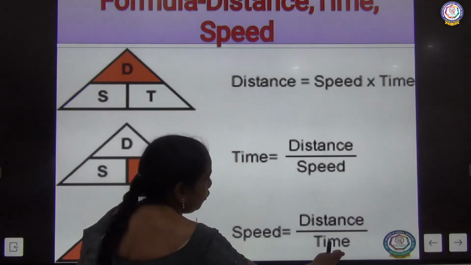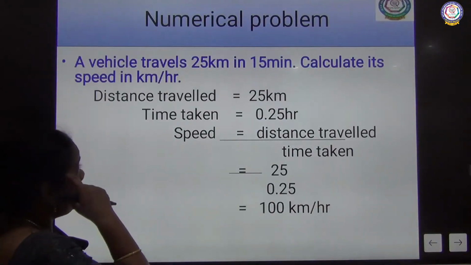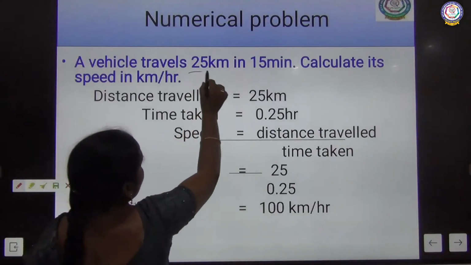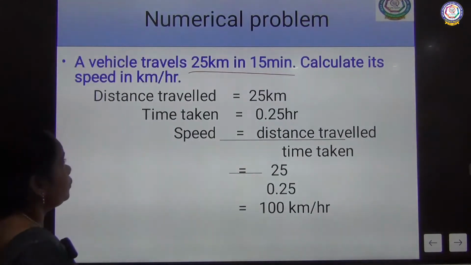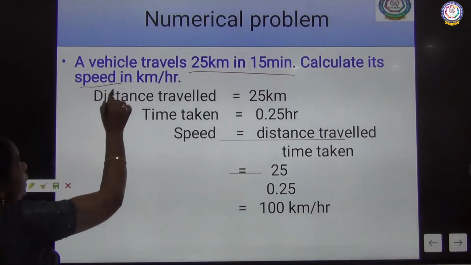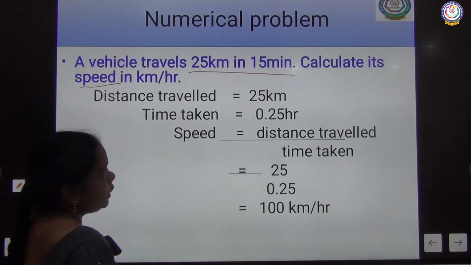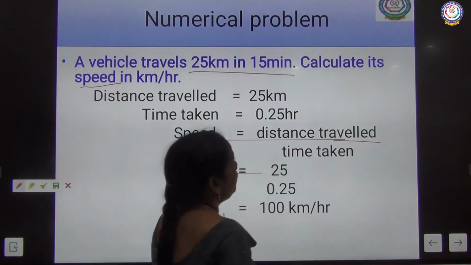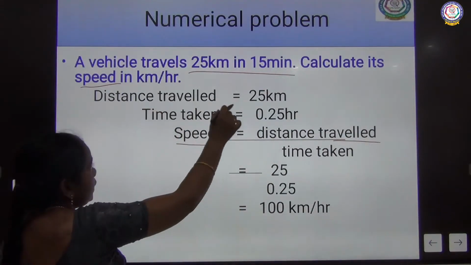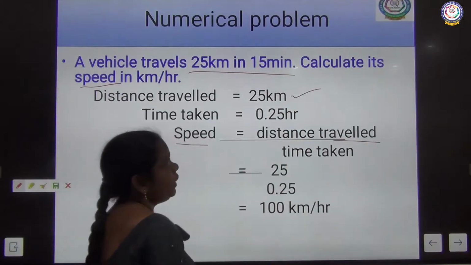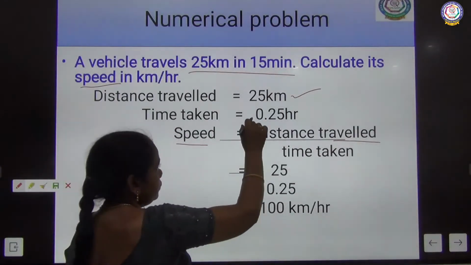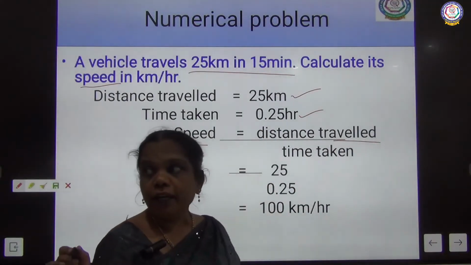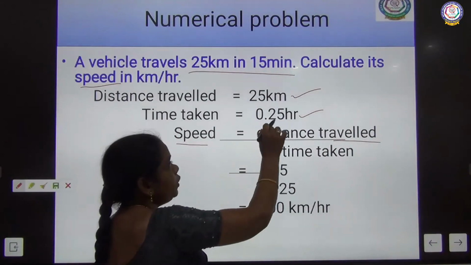Now we are going to see a numerical problem on the formula. Here the vehicle is going to travel 25 km in 15 minutes. Calculate the speed. What is the formula to find the speed of the vehicle? It is distance travelled divided by time taken. So what is the distance travelled by the vehicle? 25 km. And how much is the time taken to cover the distance? 25 km is covered in 0.25 hours.